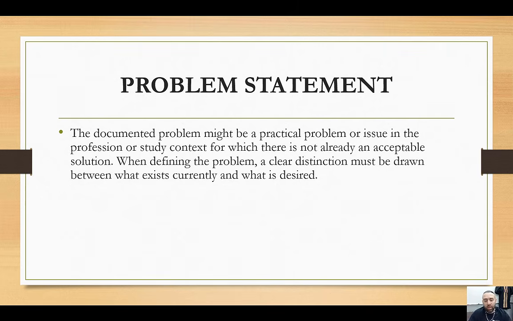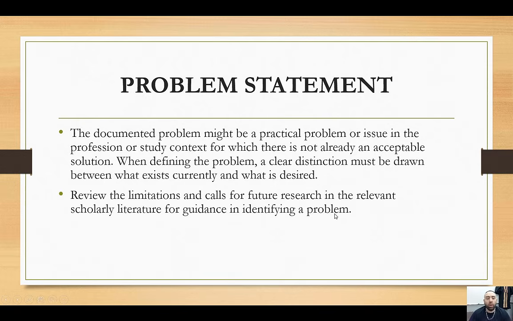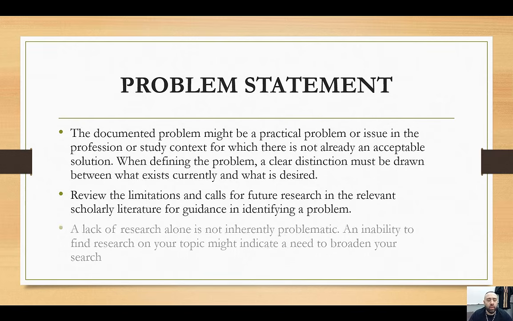By reading the literature. So, as you can see here, when defining a problem, a clear distinction must be drawn between what currently exists and what is desired. Review the limitations and the calls for future research in other studies. Look at other dissertations that have been done. Look at other studies that have been done. In every study, there is a limitation section or a call for future research in which it'll tell you exactly what kind of study should be done moving forward based off of their study. These authors are essentially giving you the problem that still exists or a different route to take with a study. They've kind of done some of the work already for you by providing you more insight into how to proceed with that same study, but just in a different manner. And I'll show you an example of that in a bit.